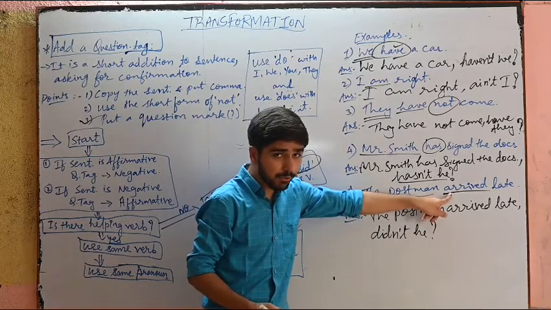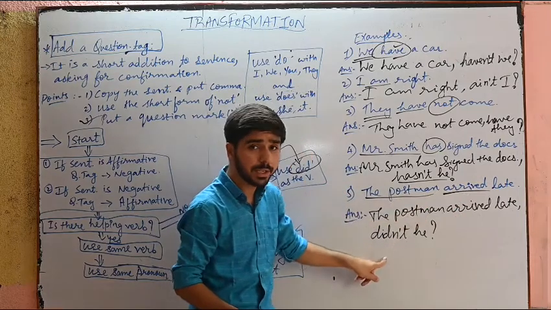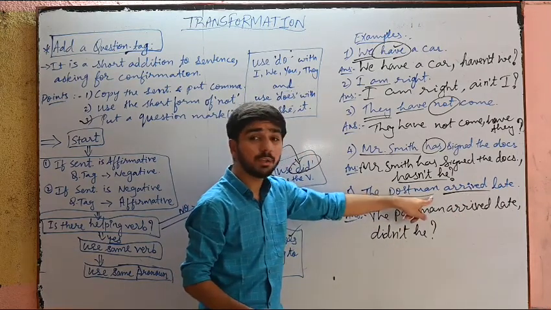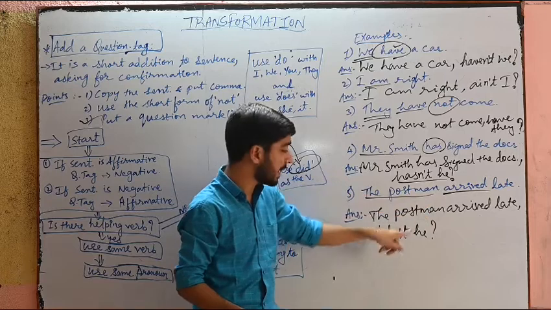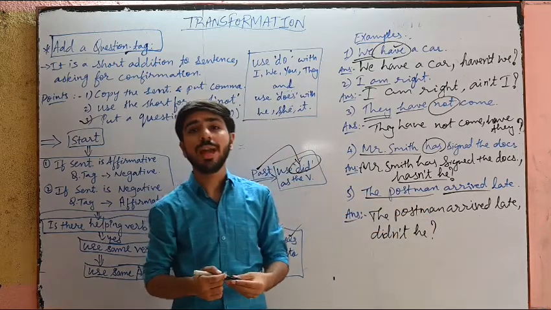Auxiliary was missing, helping verb was missing. So I checked the tense of the sentence. It was past tense. So I used did plus not because not was missing in the question. So in answer, I have to put not. Didn't he and question mark. So this is how you add a question tag.